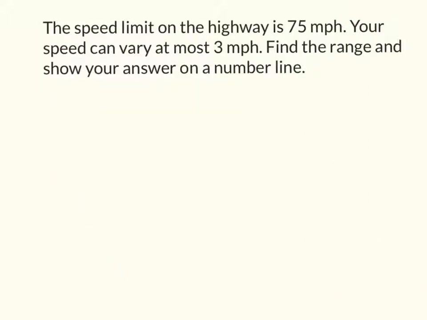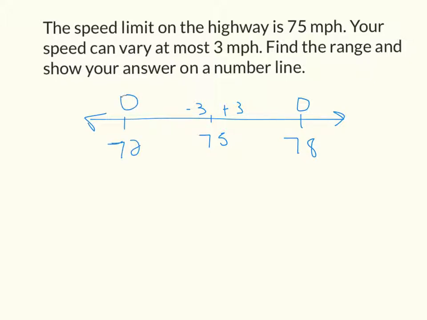All right, next one. The speed limit on the highway is 75 miles per hour. Your speed can vary at most 3 miles per hour. Find the range and show your answer on a number line. It's sort of like the one we did. So 75 is here, and it can vary 3 miles an hour. That means it can go up by 3 or down by 3. If it goes up by 3, it's 78. If it goes down by 3, it's 72. So my range is going to be somewhere in between. I can't go over 78 and can't go under 72. And that's the answer.